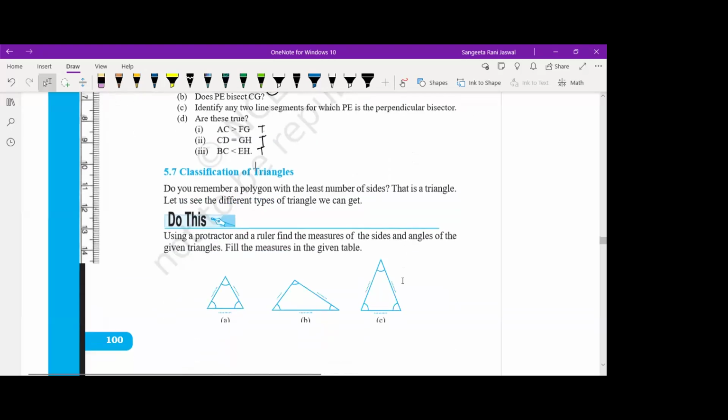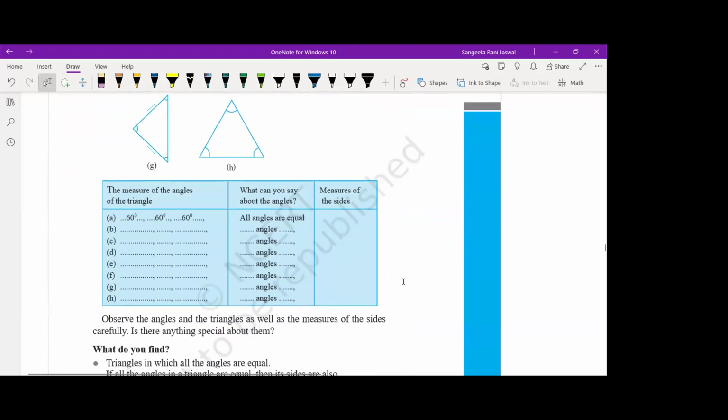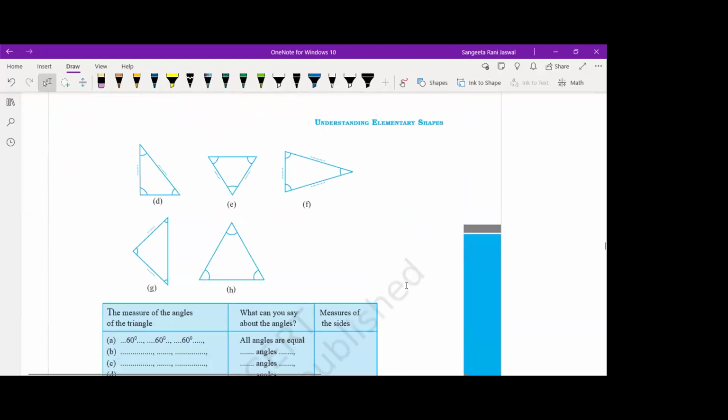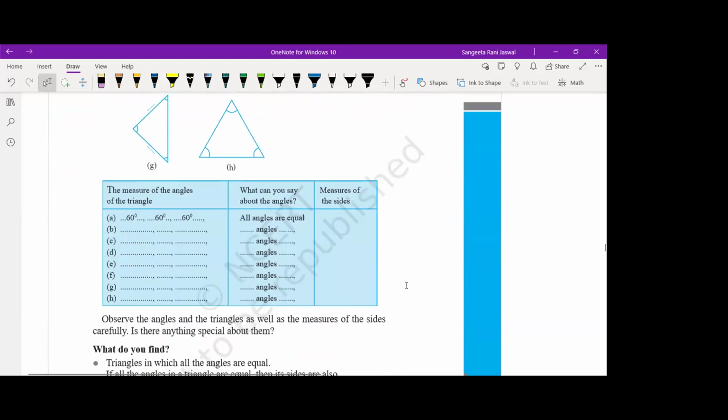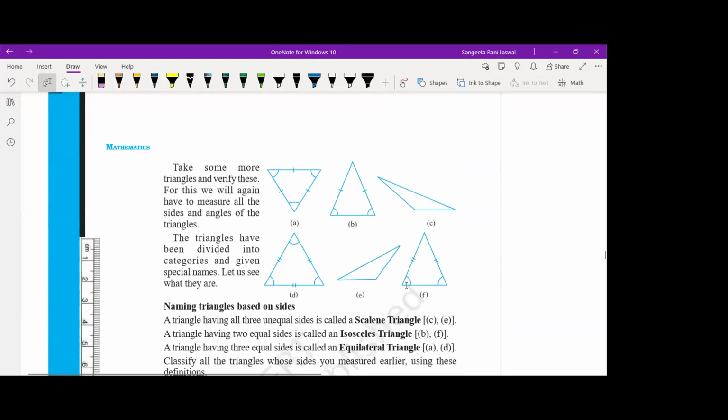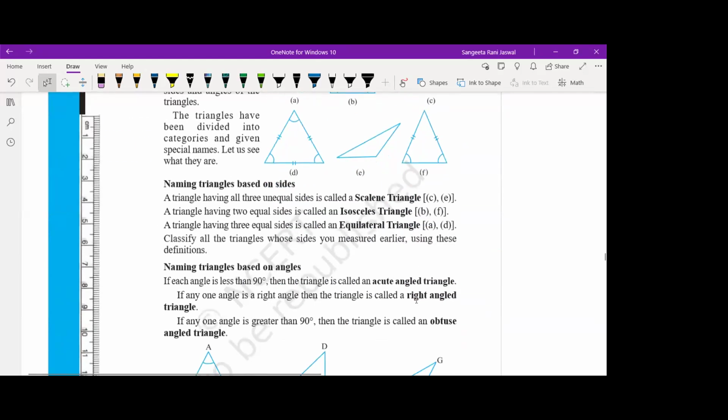Okay, next is classification of triangles. See this, you have studied in your junior class also that we classify triangles on the basis of their angles also, on the basis of their sides also. So on the basis of their sides, we have scalene triangle which has all the three sides different measure. We have isosceles triangle which has two equal sides, right? We have equilateral triangle which has all the three sides equal. Okay, so this is the classification based on sides.